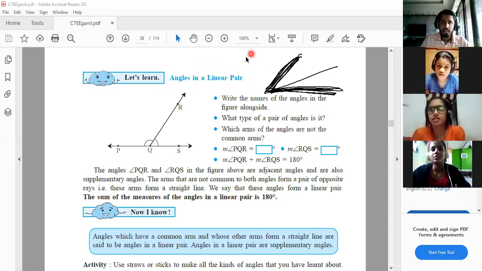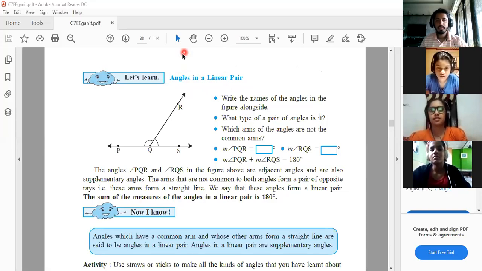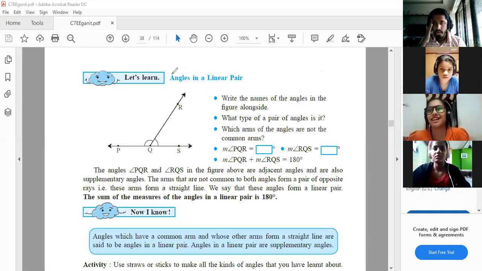Understood? Sir, I can't hear you. Then you log off and log in once again, because everyone can hear me and there is some issue with your connection. Everyone can hear me clearly. Please give me a thumbs up, those who can hear me. Reisha, you'll have to log off and log in once again.